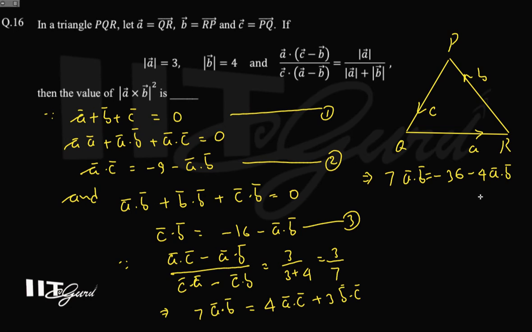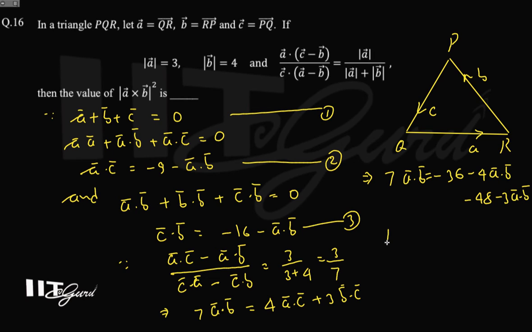So finally, for A dot B, minus 48, 16, 3 times 48, and minus 3 A dot B, minus 3 A dot B. Okay, this much as we find. So finally, what we conclude over here is 7 A dot B, and this one 3 A dot B. Okay, and this 4 A dot B.